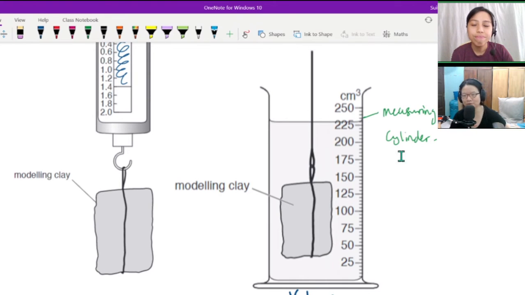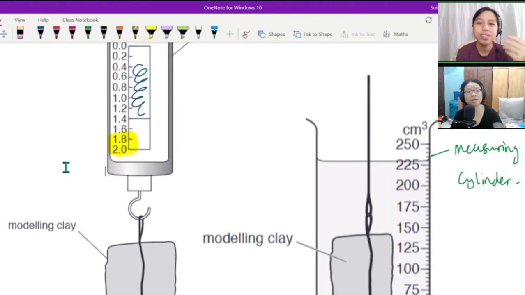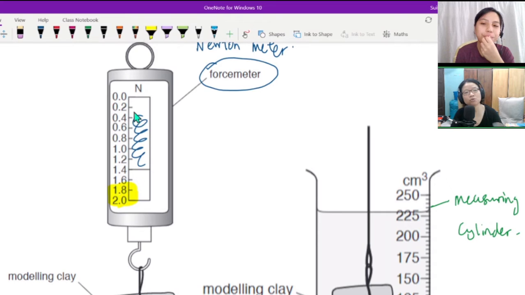Okay, so what's the smallest reading for this one? I think it depends. For Newton meter, you have to see which Newton meter you are given. So best not to memorize it because it might change depending on whichever you are given on a certain day. Learn to read the instrument. Like for example, this one, what is the smallest reading in between the gaps? 0.2? That would be your smallest. So the smallest reading, this one would be 0.2.